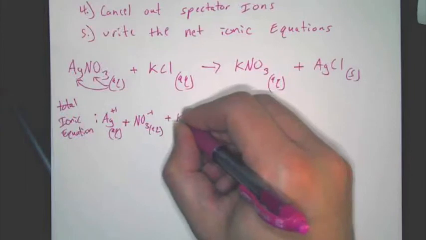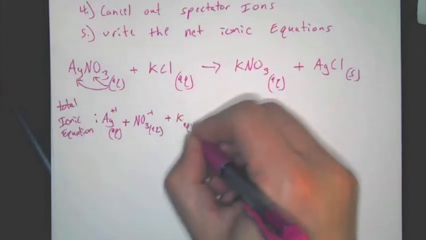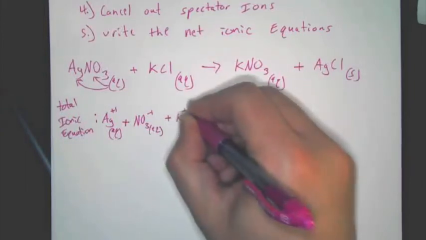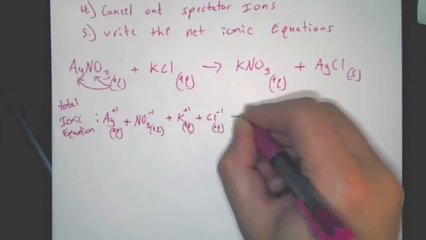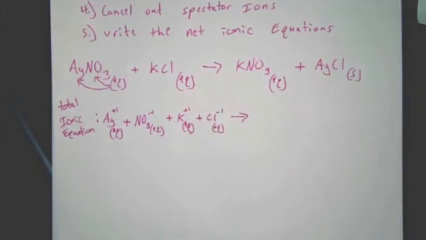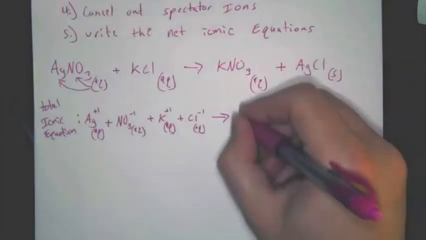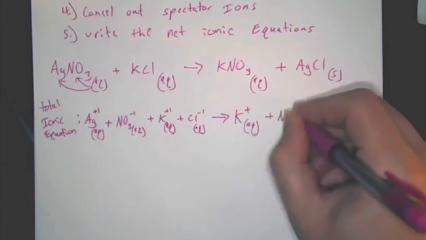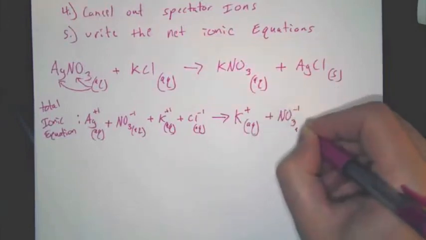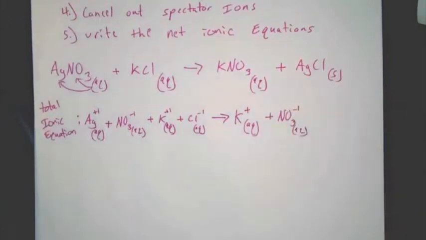You do the same thing over here. That's +1. Cl is -1. So you do that. Then on the other side, you've got your potassium. It's aqueous plus NO3. Do we have to write the charge? Yes.